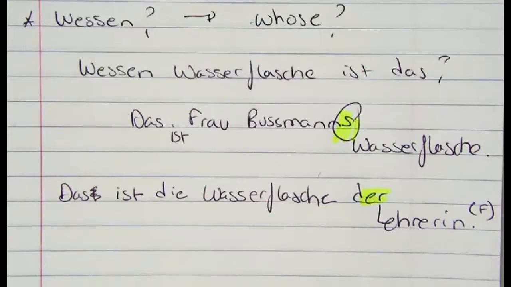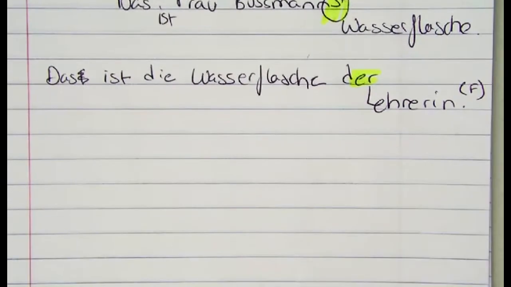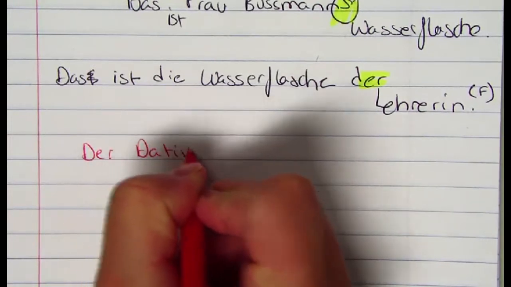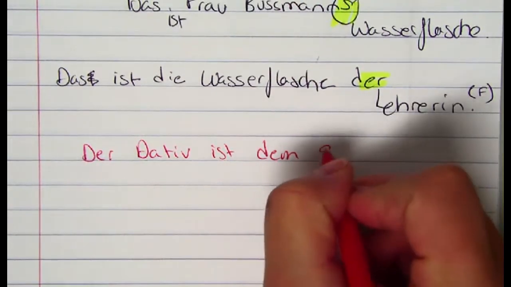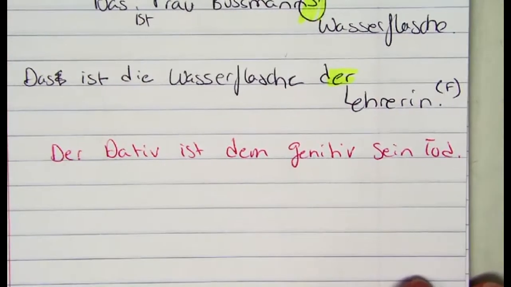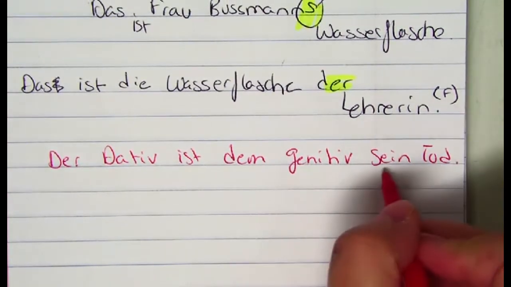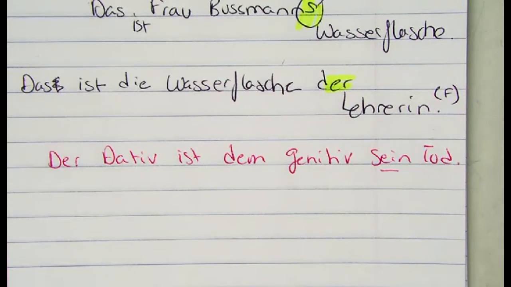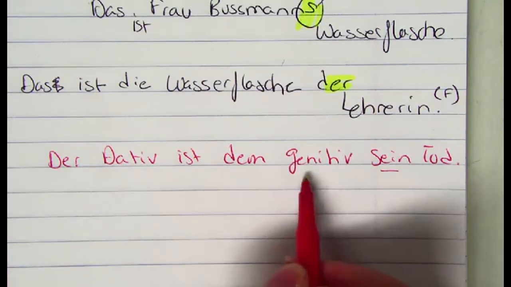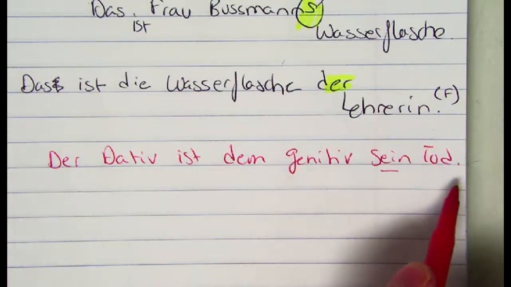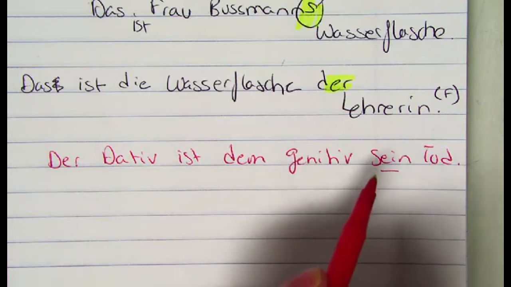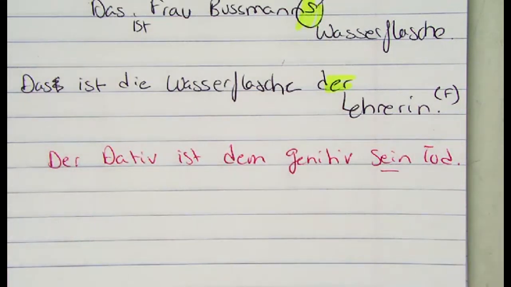Now I'm going to show you guys a little bit of a funny sentence because this is something Germans like to do with genitive quite a bit. Der Dativ ist dem Genitiv sein Tod. So what Germans love to do is use possessive pronouns or possessive adjectives in place of genitive case. So we're using dative, dem Genitiv, along with a possessive. So this says the dative is the death of genitive. Of course, that is not good grammar at all.